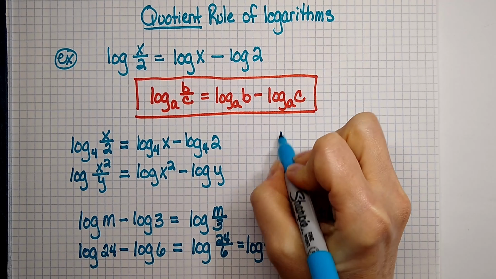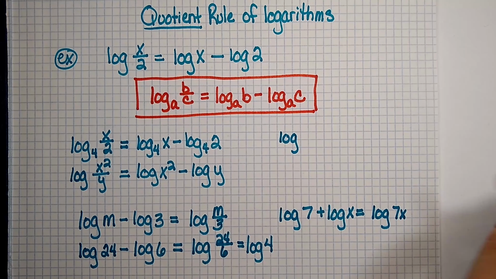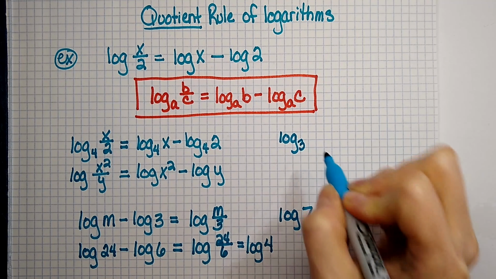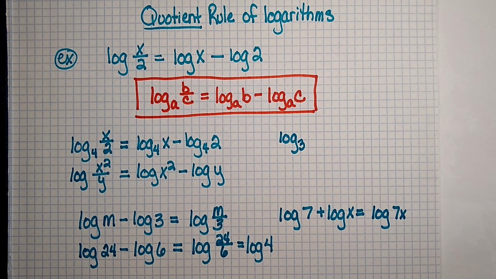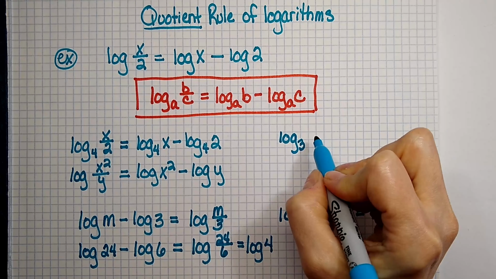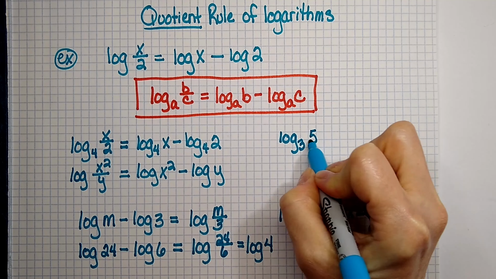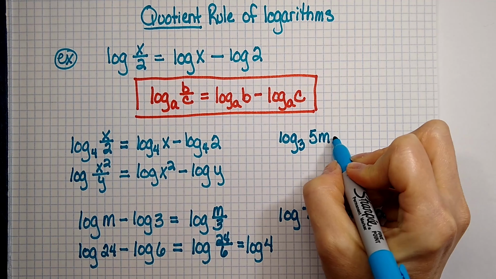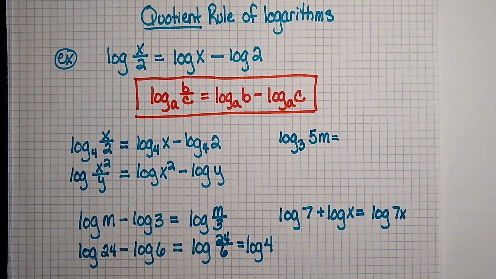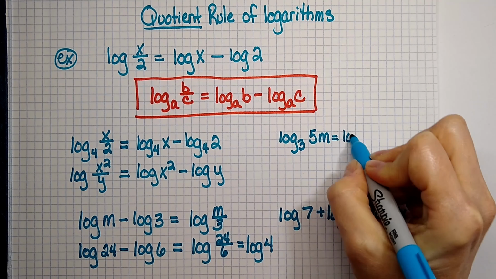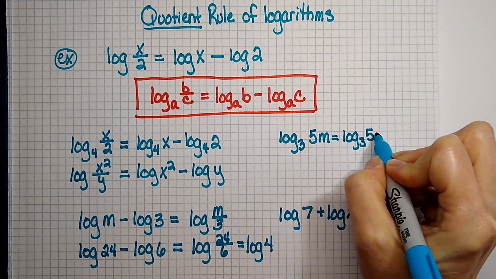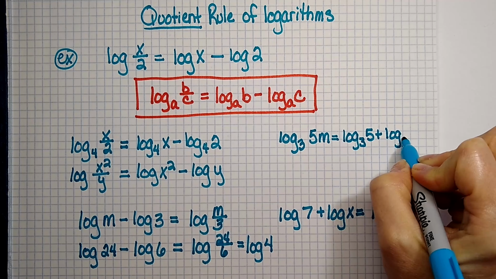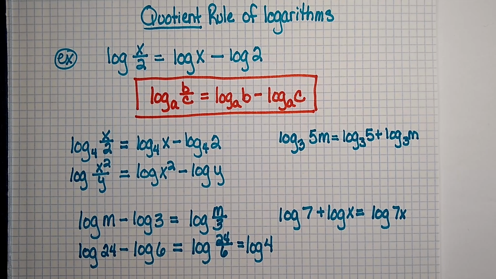Likewise, if I have log base 3, let's say, let's put a different base in just to get you used to seeing it. Log base 3 of 5m, and I want to split that into 2 logs. I can't use subtraction here. It's addition. It's log base 3 of 5 plus log base 3 of m. No tricks here. Real straightforward, very simple. And tomorrow we will tackle a new rule.